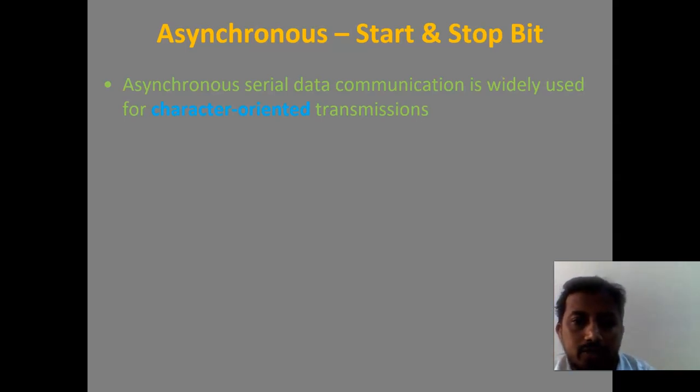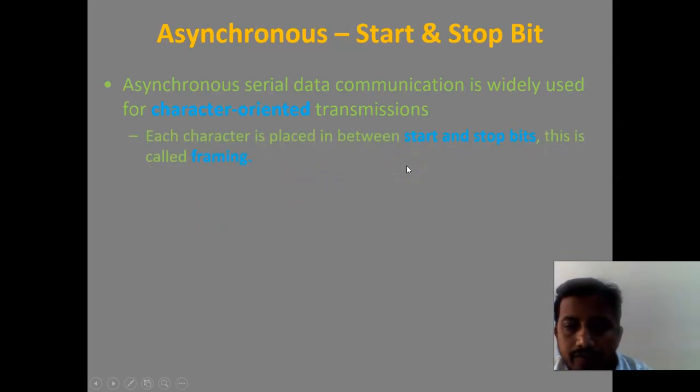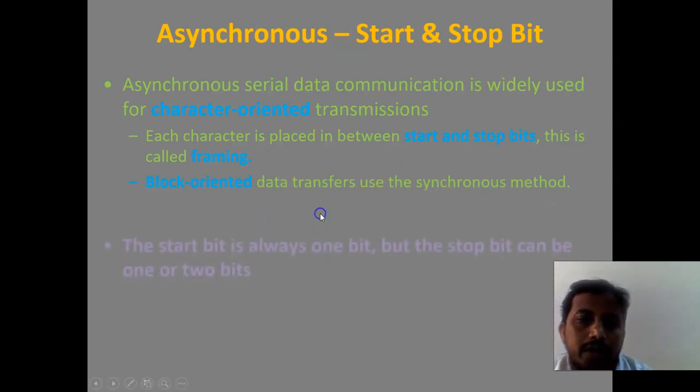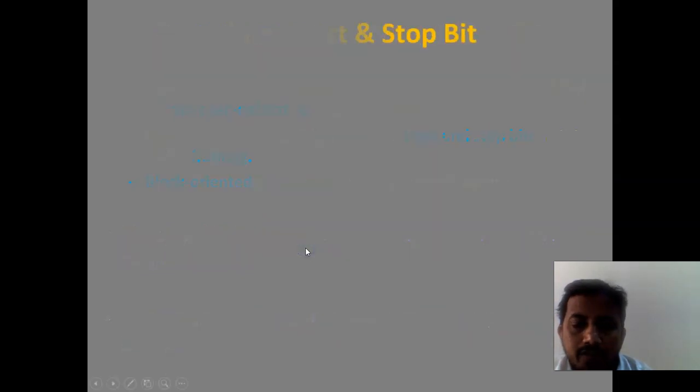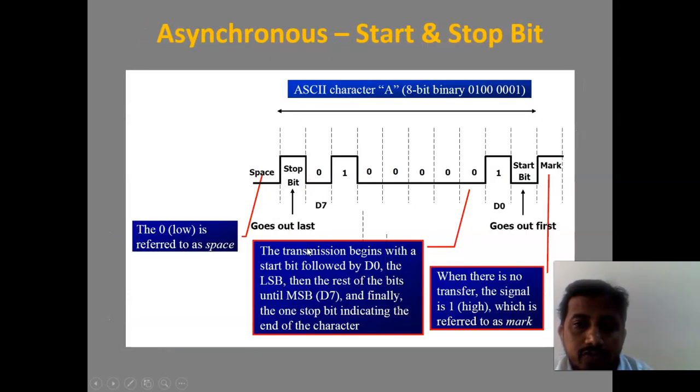So what are these start bit and stop bit? Each character is framed in such a way that you have one start bit and one stop bit. This is called framing of data. In synchronous transfer, there is block-oriented data transfer. These are some of the basics, and I will go through it quickly. This is the bit pattern you would be looking at: one start bit and one stop bit when you are sending the data. This start bit goes first.